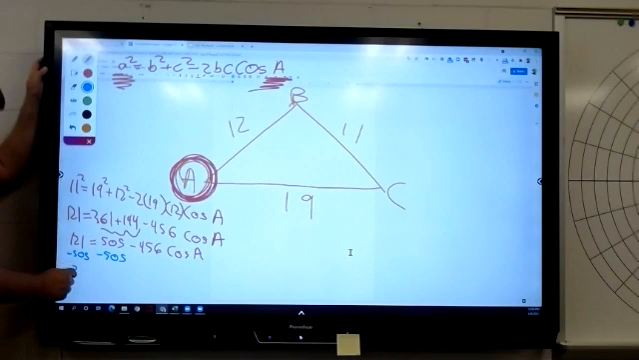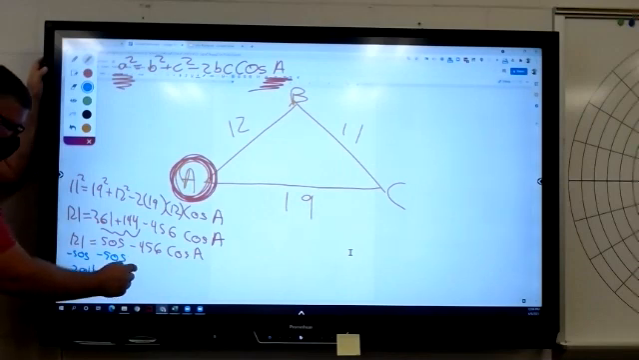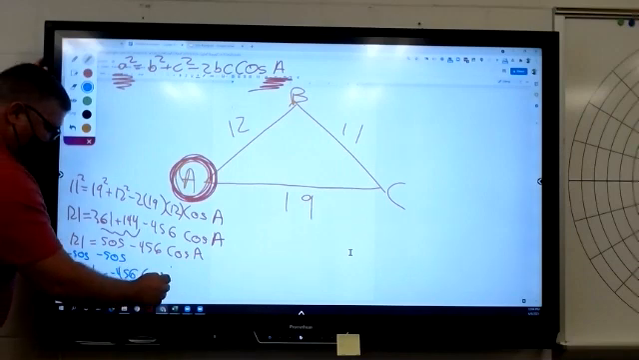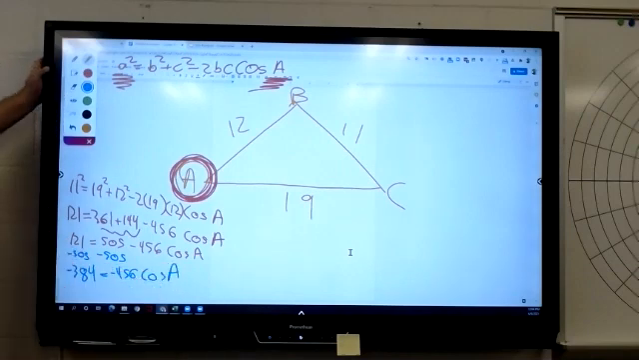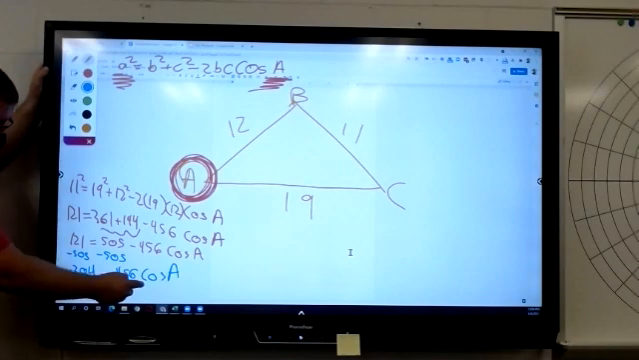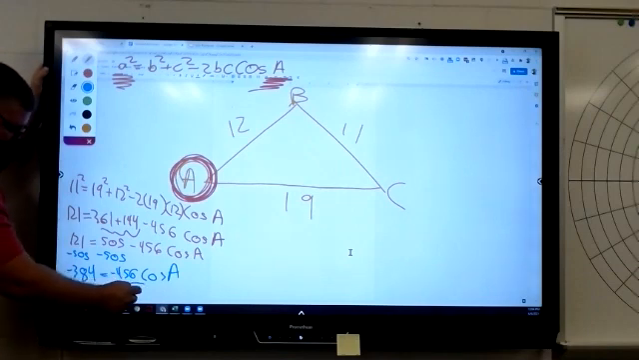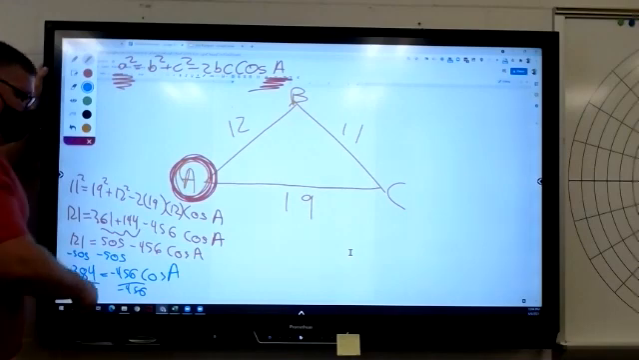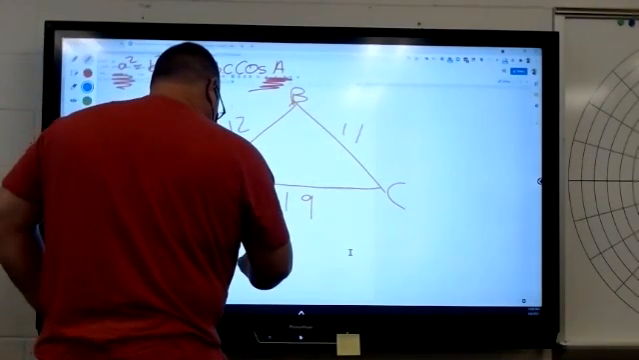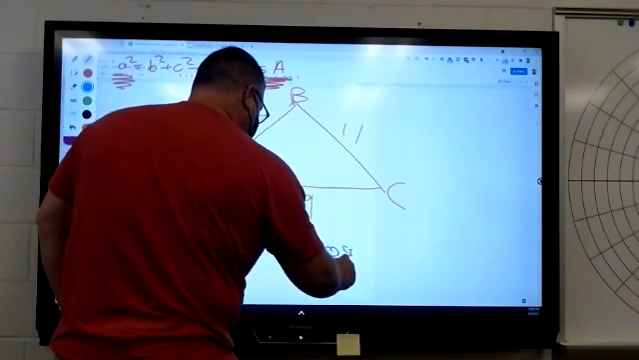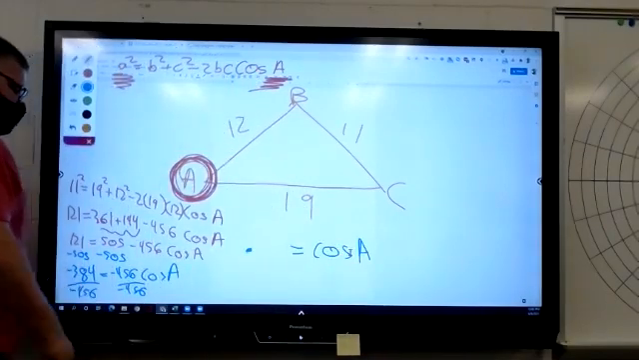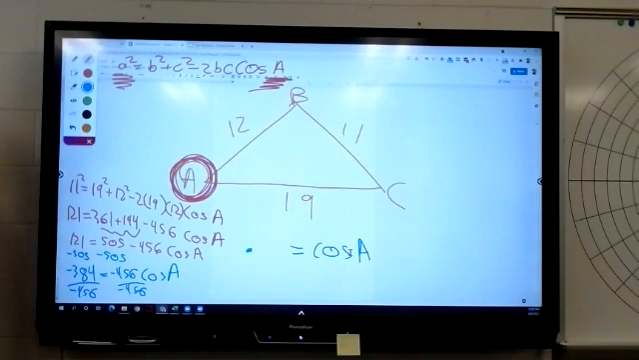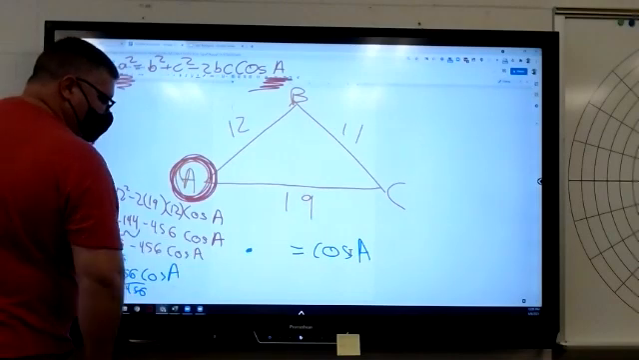Negative 384. Perfect. Equals negative 456. Cosine A. Now what do I do? Divide by negative 456. Yep. Okay, so what decimal equals cosine of A? Like 0.6 or 7? What is it?